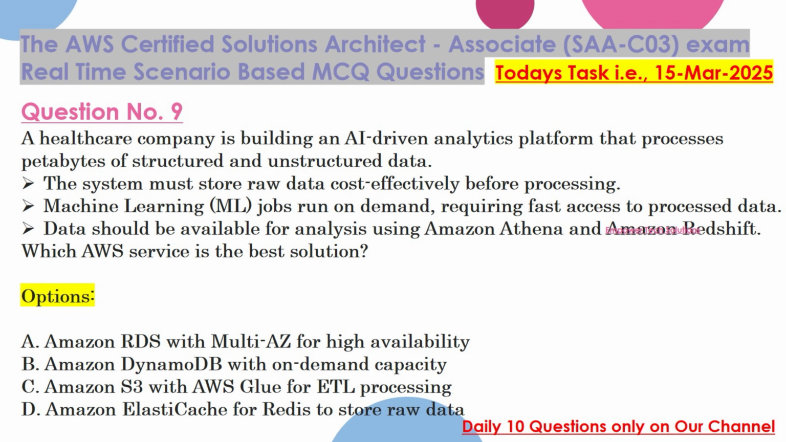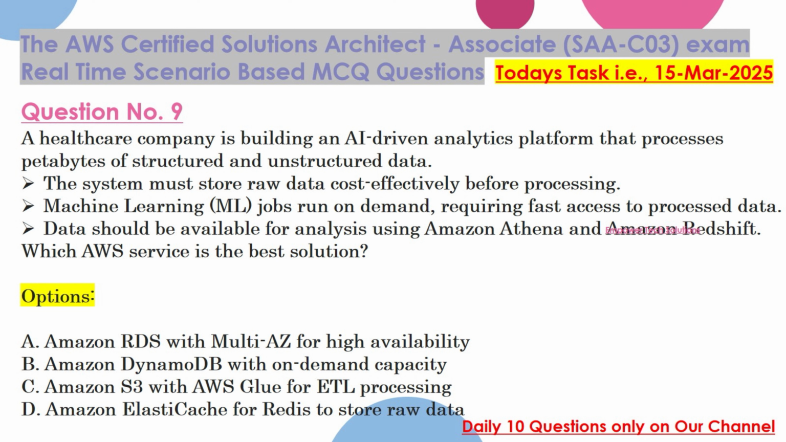Question 9. A healthcare company is building an AI-driven analytics platform that processes petabytes of structured and unstructured data. The system must store raw data cost-effectively before processing. Machine learning, ML, jobs run on demand, requiring fast access to process data. Data should be available for analysis using Amazon Athena and Amazon Redshift. Which AWS service is the best solution?